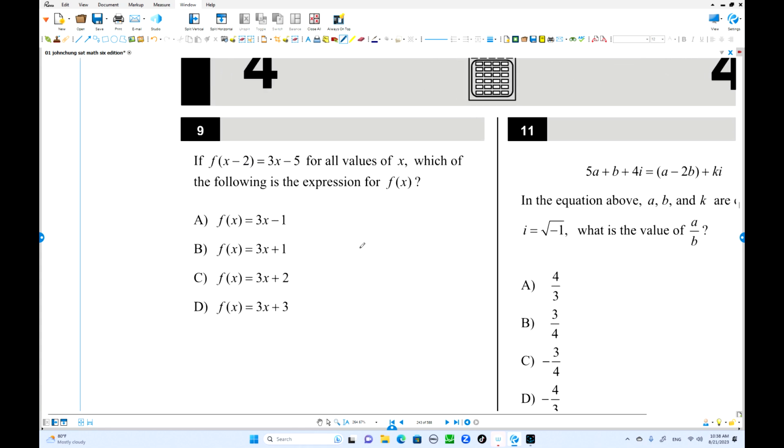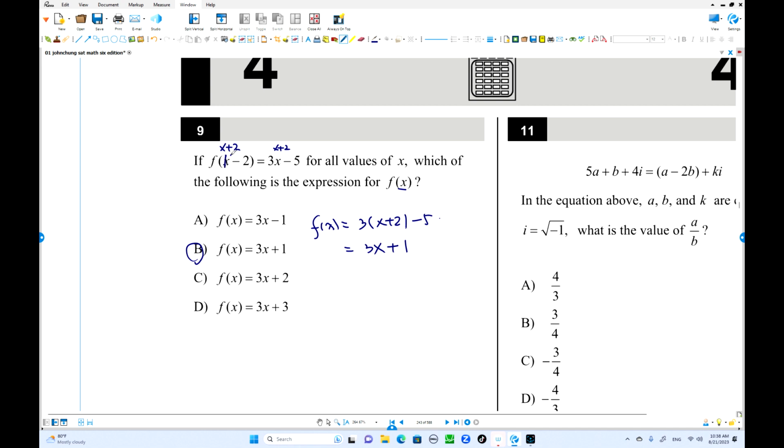All right, here is number 9, okay? So we're going to change the input. Maybe you can choose this: for what value of x are we going to have f of x? If x is x plus 2, right? x plus 2 minus 2 is x. So put x plus 2 there, okay? So f of x equals 3 times x plus 2, minus 5. This is 3x plus 6 minus 5, which is 3x plus 1, okay?